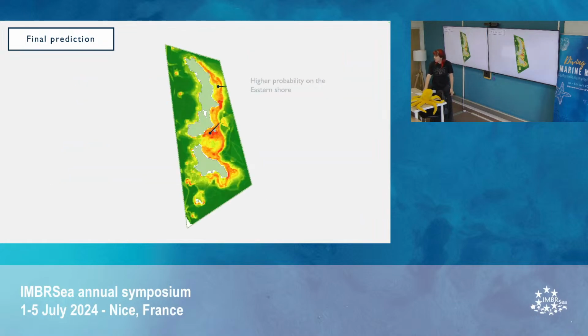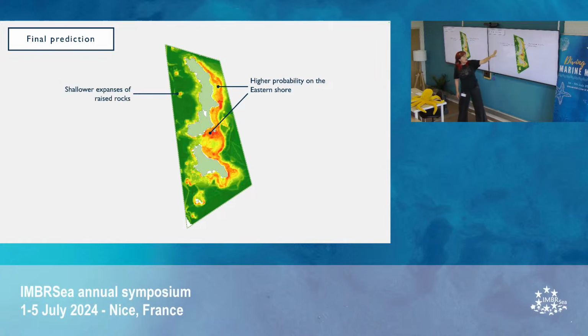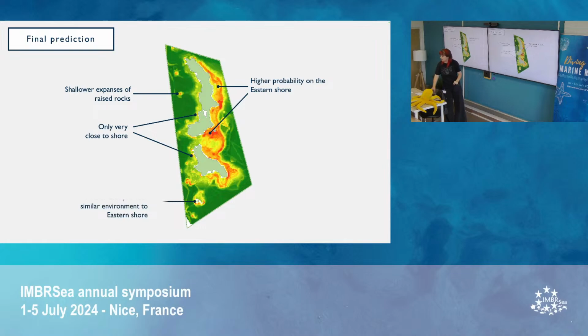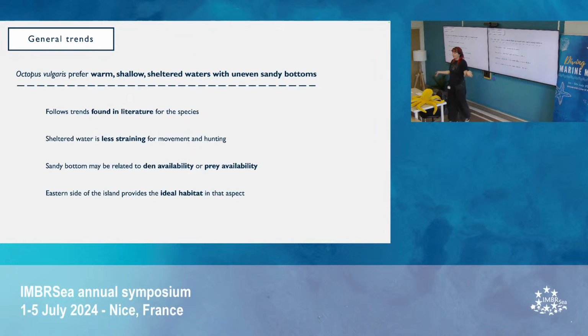And if we look closer, we can see that the main points of interest are the very high probability on the eastern shore compared to the western shore. Though there are some anomalies up here, they can be explained that because they're very shallow expanses of raised rocks, so the depth is similar to this side. Anything on the western side that was high probability was very, very close to shore. And finally, this smaller islet here probably provides a similar environment to the eastern shore, which could explain why it's red.